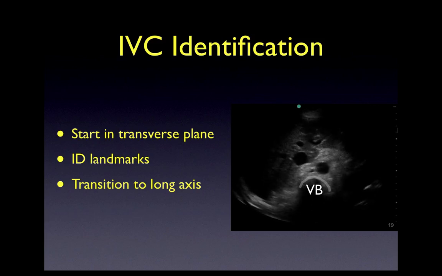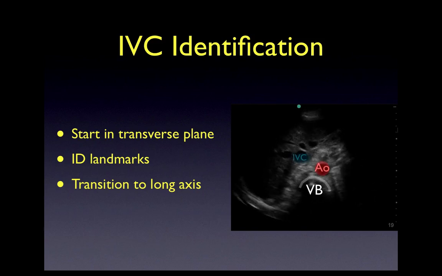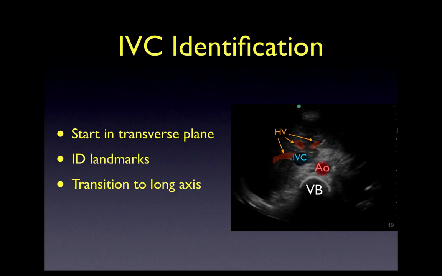You can see that there are two large vessels superficial to it, one on the patient's left, which is the aorta, the other one on the patient's right, which is the IVC. And you can see there are actually several small vessels coursing toward the IVC. These are hepatic veins. After you've identified the IVC in the transverse axis, I would recommend rotating your transducer 90 degrees to visualize the longitudinal plane.